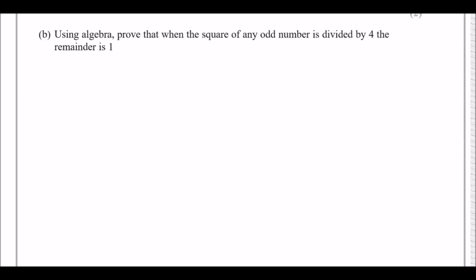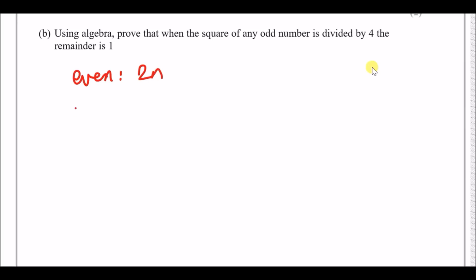Okay, part B. Using algebra, prove that when the square of an odd number is divided by 4, the remainder is 1. If they use the word even number, by the way, an even number is always going to be 2n. Whereas an odd number, and this is a clear definition, is 2n minus 1. So these are properly defined here, so there are no other ways to write them.